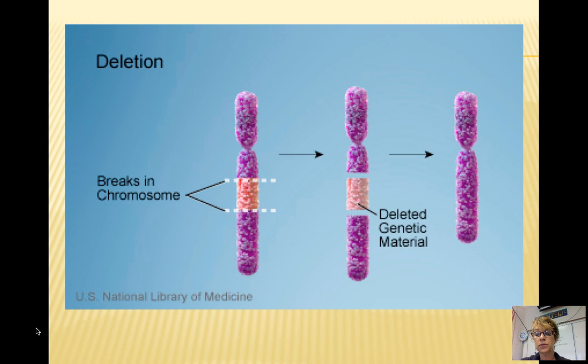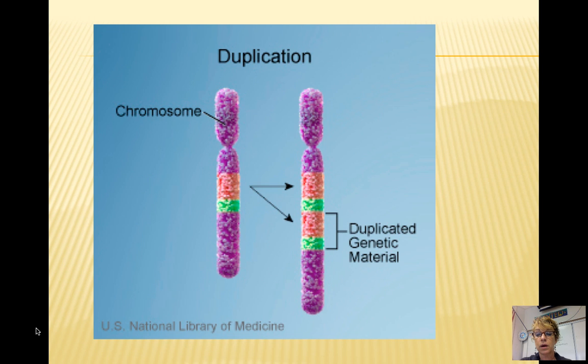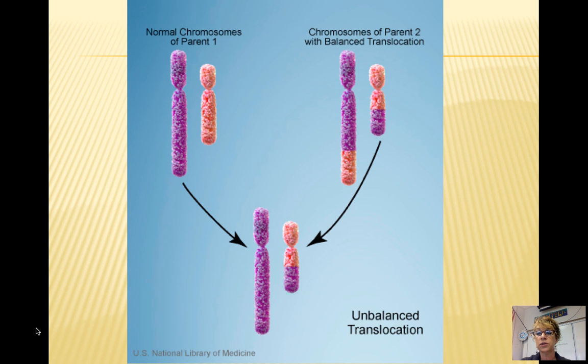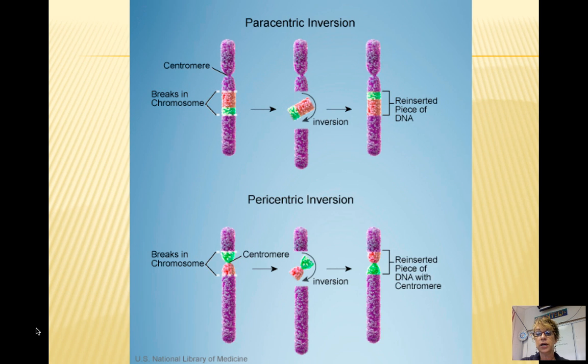Deletion is when a piece of a chromosome breaks off, resulting in the loss of genes. Duplication or addition is when a piece of a chromosome breaks off and attaches to a homologous chromosome. Translocation is the transfer of a part of a chromosome to a non-homologous chromosome. An inversion is when a piece of a chromosome is rotated, which reverses the order of the genes in that segment.